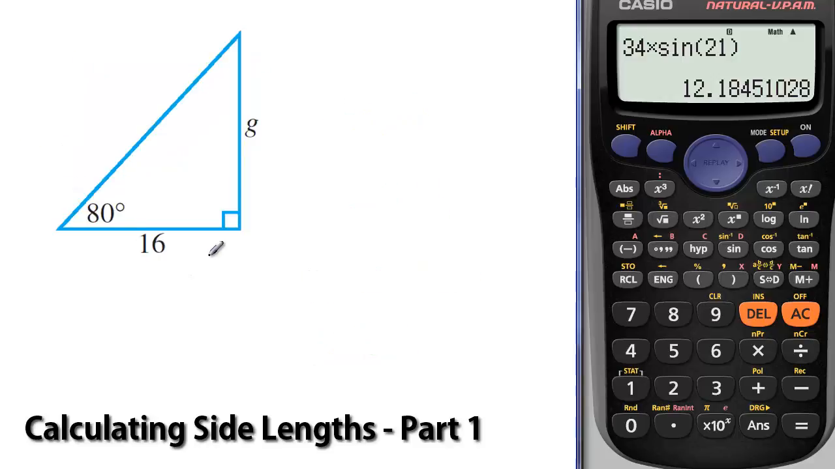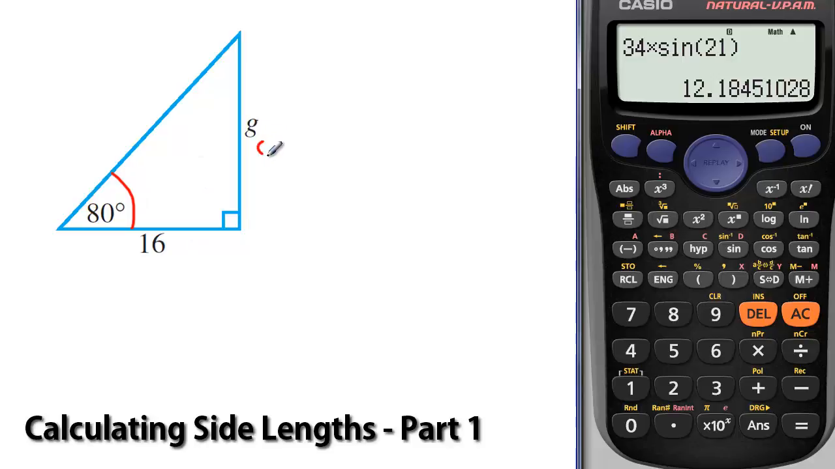On to a second example. We'll go through those same steps again. In this question we have an angle given here, 80 degrees. We're trying to find this side here, given a pronumeral g, and we're given some information that this side is 16 units long. So again, first step is to label the sides.